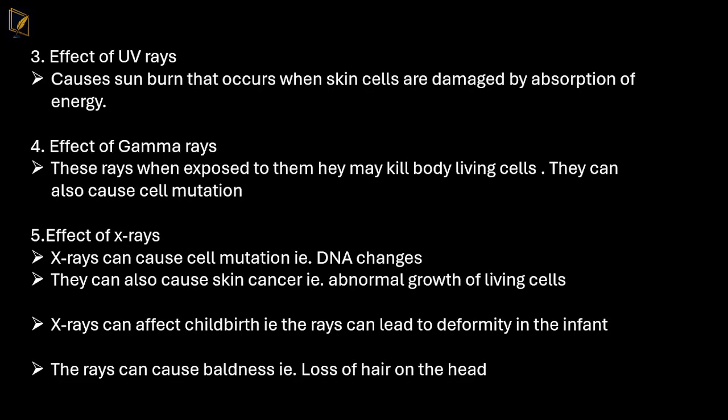The other ones are the effects of UV rays, or ultraviolet radiations, which come from the sun. They cause sunburn, which occurs when skin cells are damaged by the absorption of energy. The effect of gamma rays: when exposed to them, they may kill body living cells, which might cause cell mutation, which we learned in biology. It results in sudden changes in the genetic makeup of your cells.